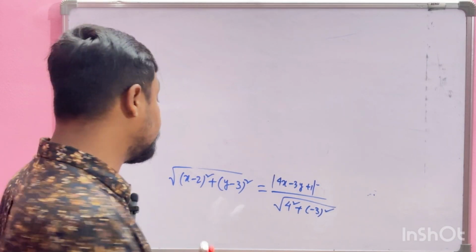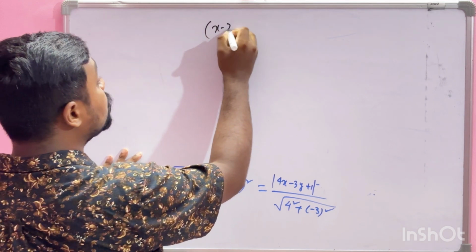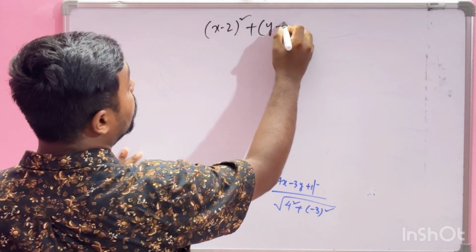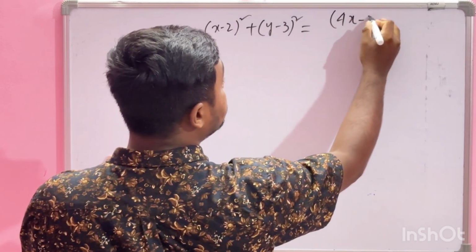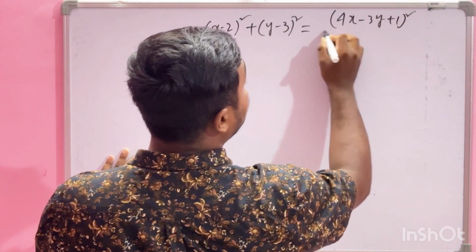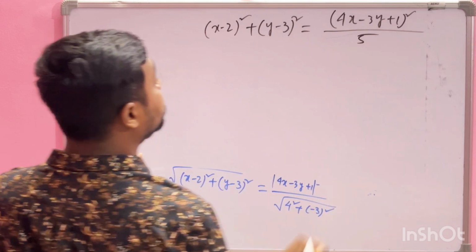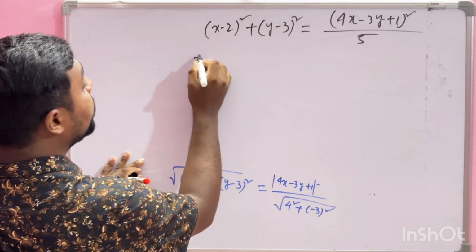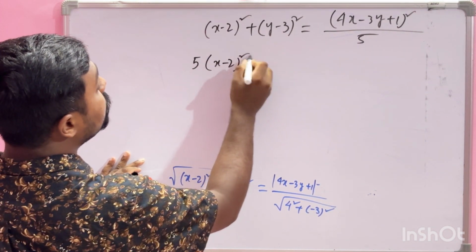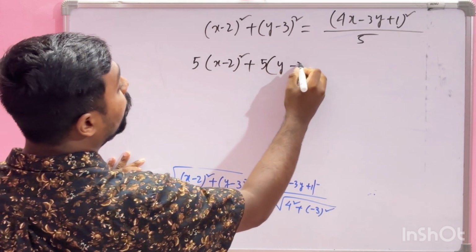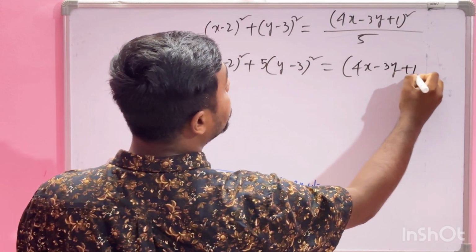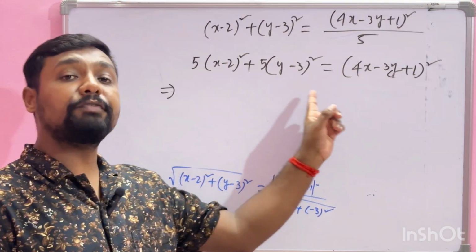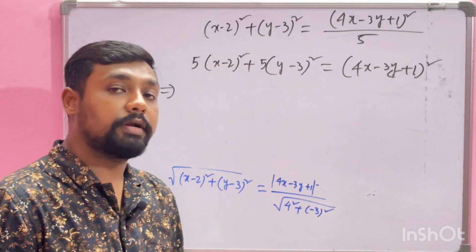Let's square both the sides. So you will get (x minus 2) whole square plus (y minus 3) whole square. In here you will get 4x minus 3y plus 1 equal to 0. That is 5. So we will get 5 into (x minus 2) whole square plus 5 into (y minus 3) whole square equals (4x minus 3y plus 1) whole square. Simplifying this, you will get the equation of the required parabola.